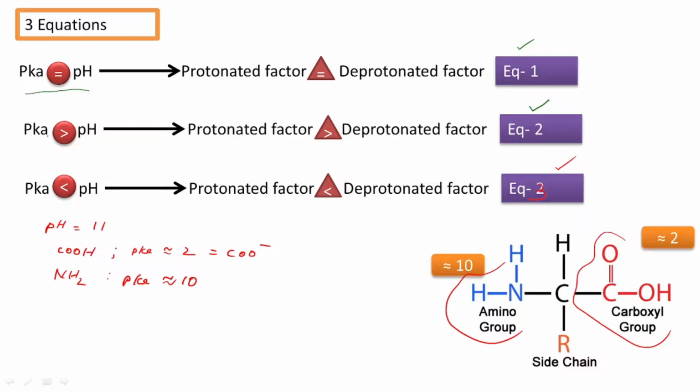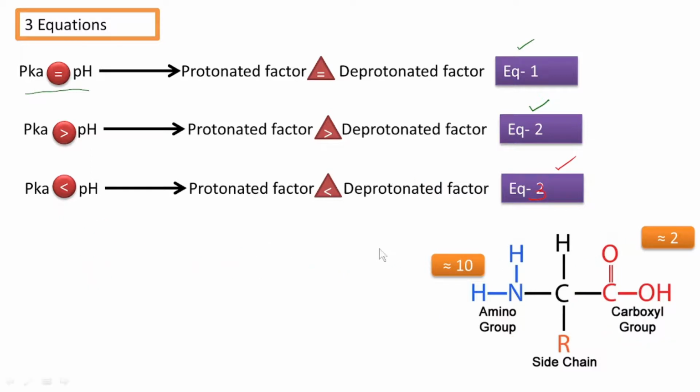Second, pKa that is 10 is greater than pH. No, it is not applicable. Coming to the third one, pKa that is 10 is less than pH. At that situation, that NH2 amino group exists in deprotonated form. Deprotonated form, we know it is NH2. It is not having any charge. It is neutral. So at that pH, the amino acid is carrying a negative charge.